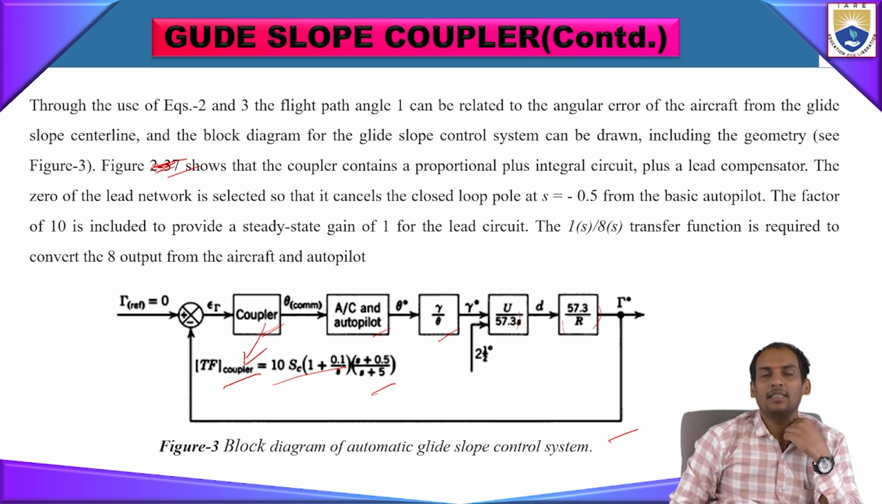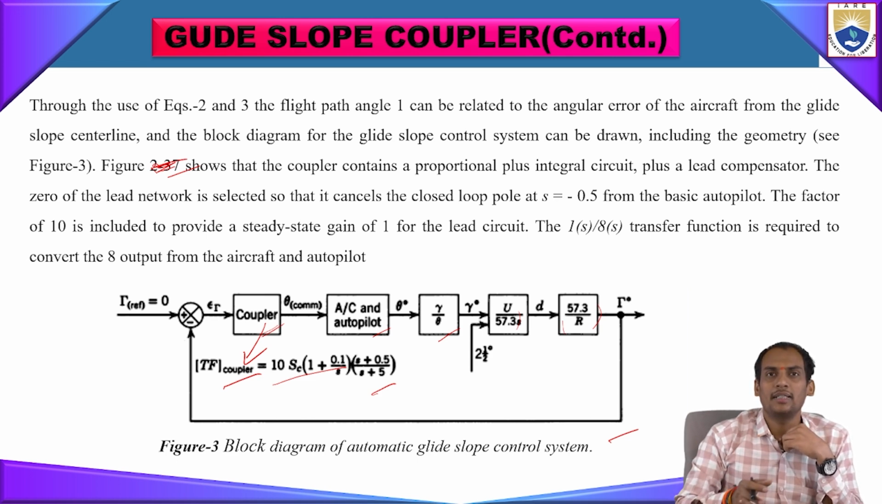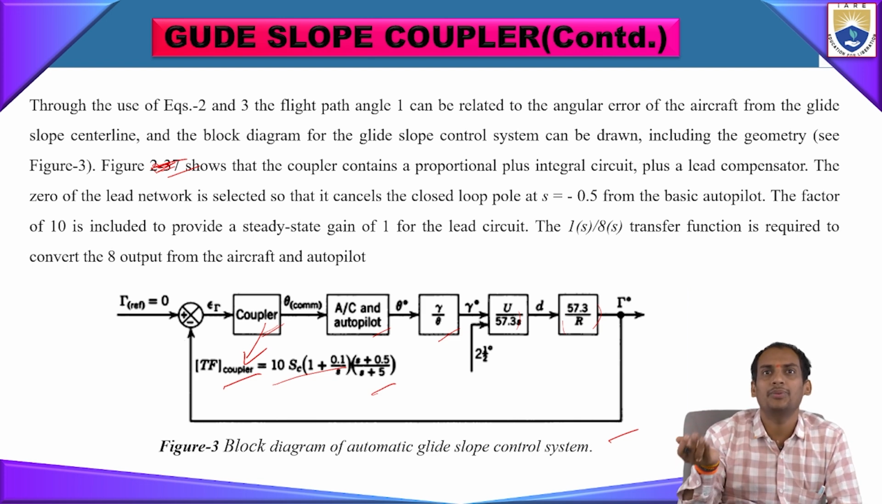So here the s, if you take it as 0.5 from the basic autopilot input, the factor of 10 is included to provide the steady state gain of 1 for the lead circuit. So the lead circuit is given proportionate to that one, so that one of s by delta s will be the transfer function required to convert that delta input, that means the elevator input, elevator output from the aircraft to the aircraft autopilot of the system.